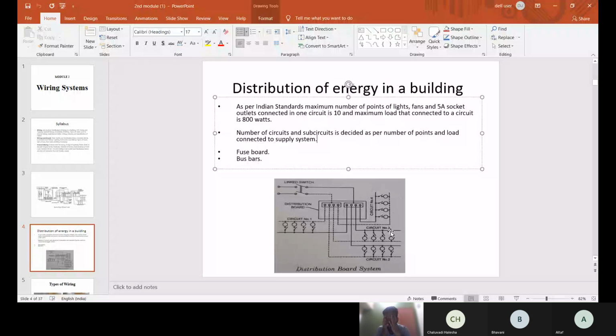So the phase should be connected to the fuse as well as the switch. The neutral link should be looped in such a way that all the neutral links are connected to fans, lamps, sockets.